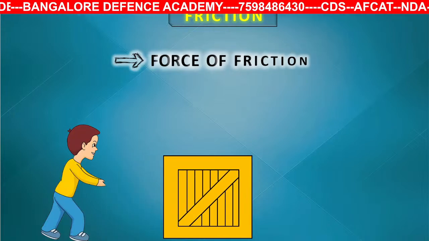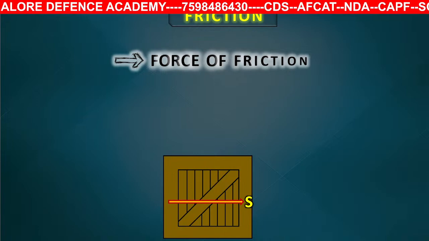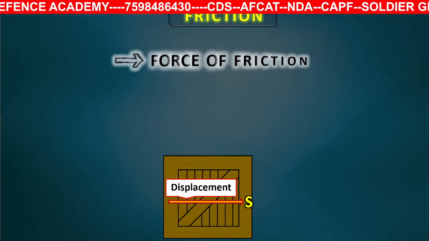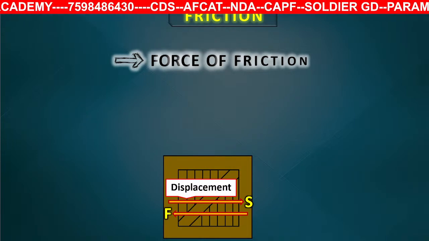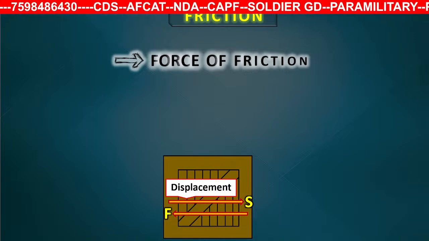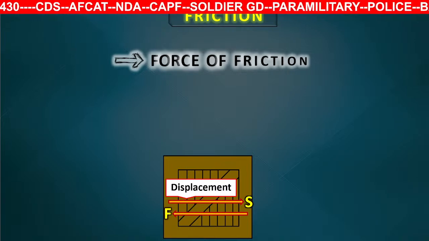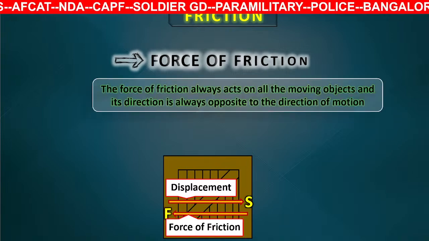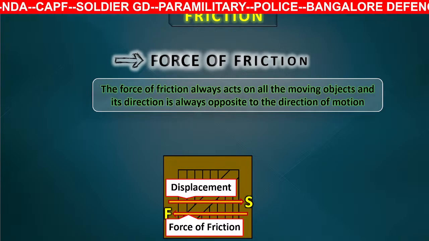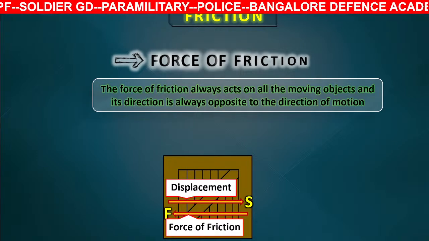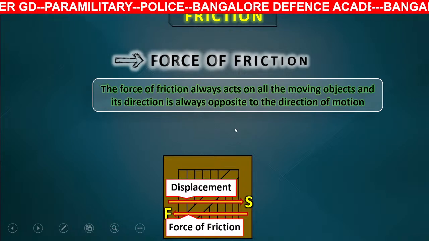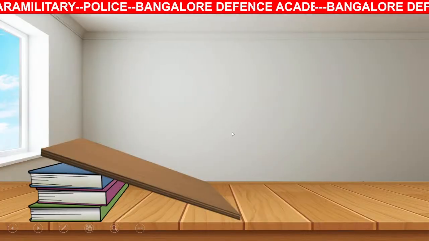Okay, look at this force of friction. This boy is trying to push this box. This is called displacement. The box has moved a certain distance and the friction is acting in the opposite direction. Do you understand? The force of friction always acts on the moving object, and its direction is always opposite to the direction of the motion.